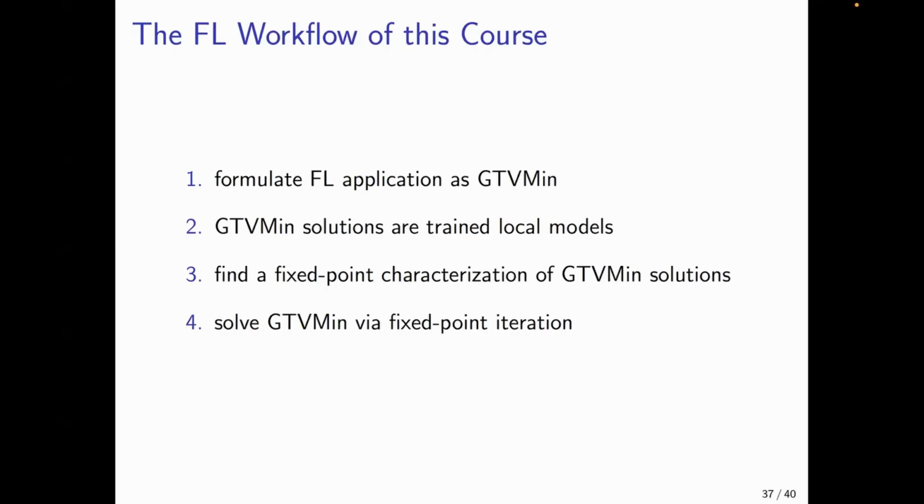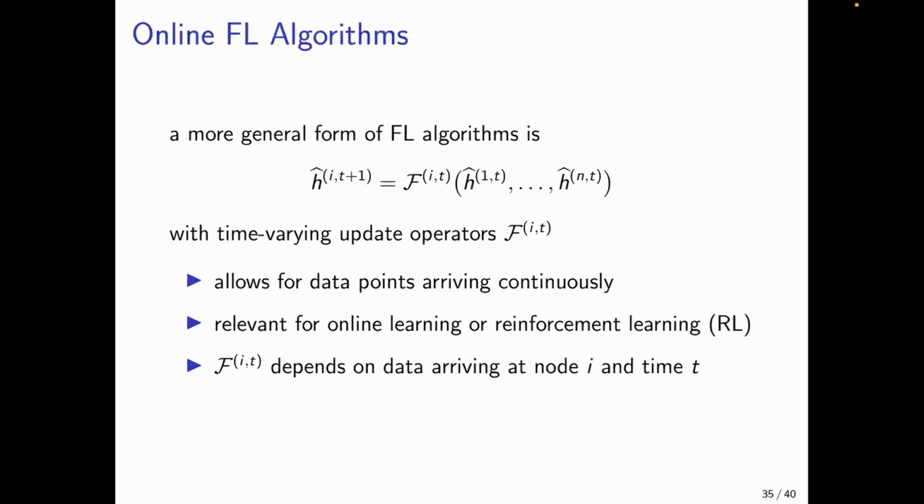Once you have found this operator, you use it as the update rule for an iterative algorithm. And this gives you a federated learning algorithm. So a federated learning algorithm consists of iteratively applying this update operator calligraphic F. And this calligraphic F you get from the fixed point characterization of GTV min.